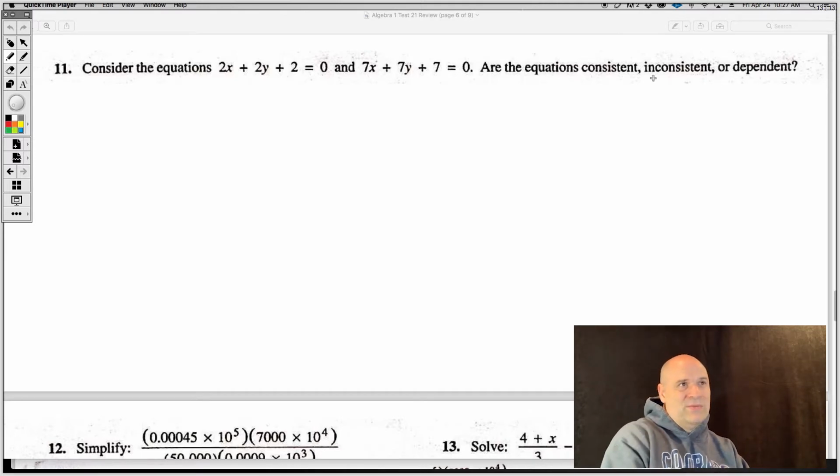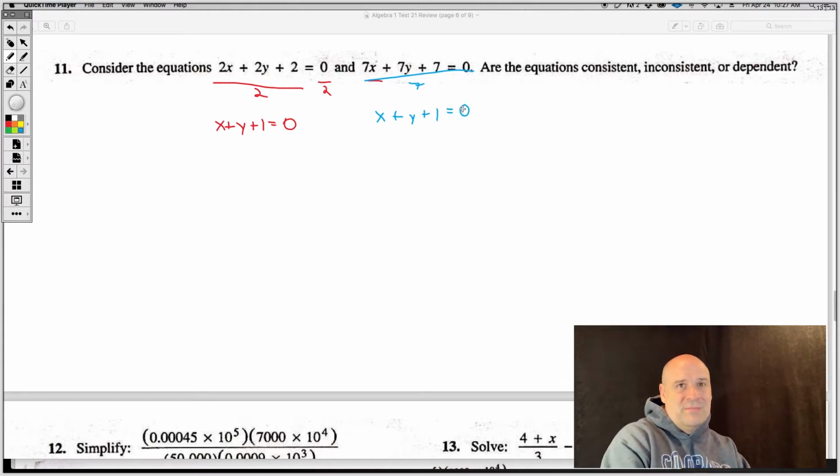I think it does. Watch this. If I divide both sides by 2 here, and you can do that, you can do whatever you want to one side as long as you do it to the other, what do you get? X plus Y plus 1 equals 0. And then divide both sides by 7 in this equation. Look what happens. X plus Y plus 1 equals 0.